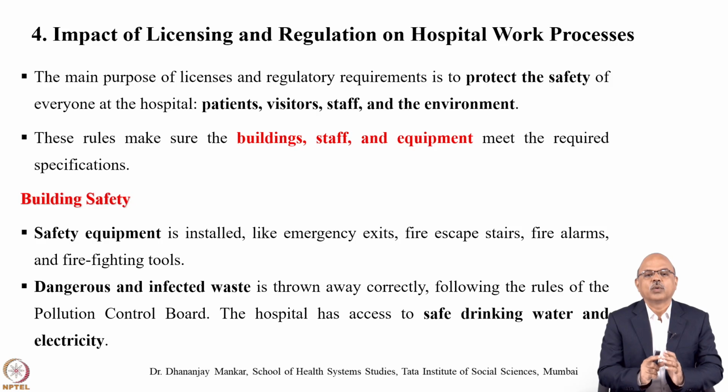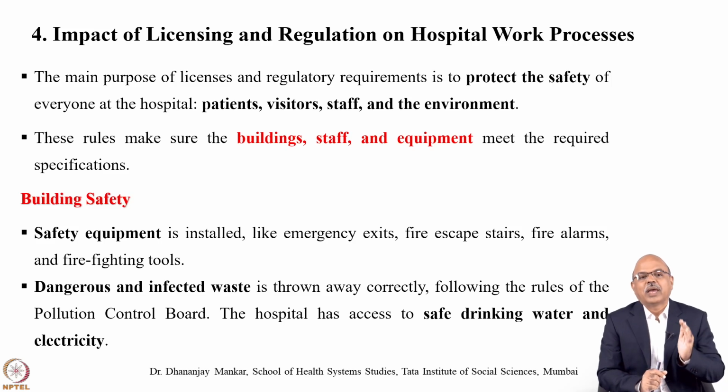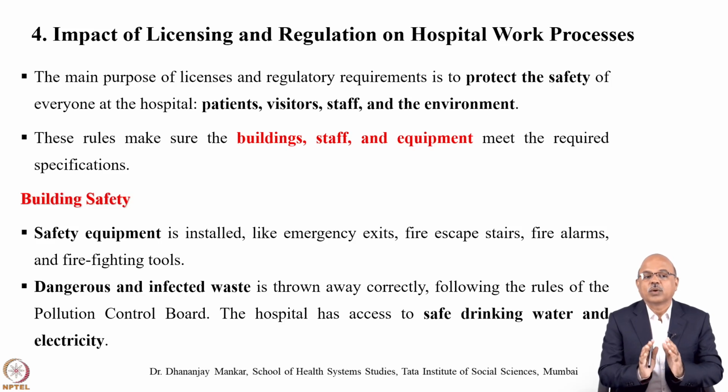Impact of licensing and regulation on hospital work process. The main purpose of licensing and regulatory requirements is to protect the safety of everyone at the hospital. That can be patients, visitors, staff and the environment. Licenses give a confirmation of whether these regulations and accreditations are really met or not. These rules make sure the buildings, the staff, the equipment and all other things in the hospital or healthcare organization meet the required specifications they need to meet.